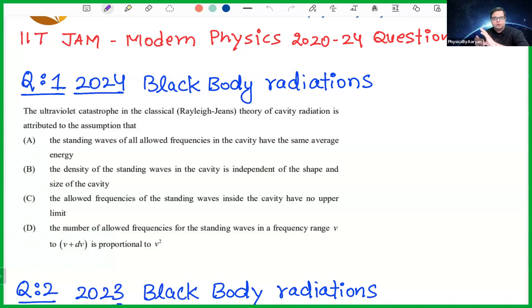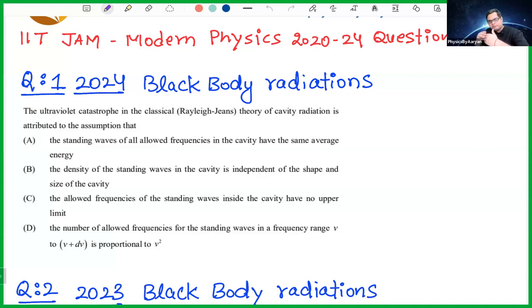Modern physics basically includes 3 to 4 topics, which are pre-quantum mechanics. Number one is black body radiations. Number two is photoelectric effect. Then we have Compton scattering. And one very particular topic, which is very important for JAM or GATE as well, is phase velocity and group velocity. So these are the 4 topics I'm going to touch in this session, and I'm going to discuss all the PYQs which have been asked in the last 5 years.